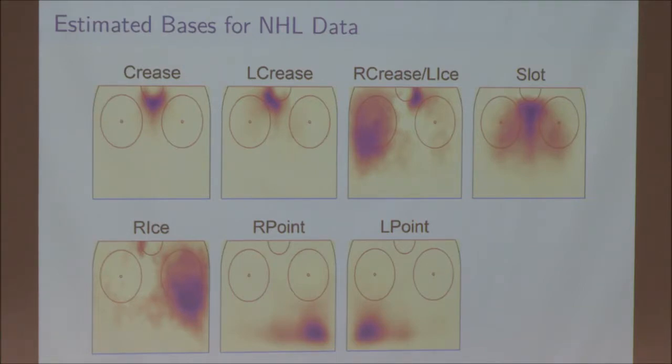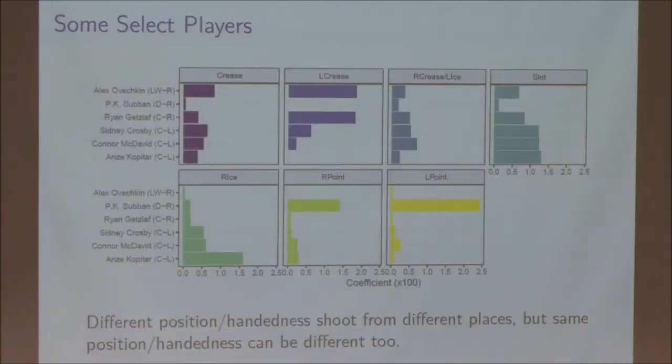And obviously the points, which are just basically there for completeness. Defensemen shoot from there and mainly there, and that's going to show up in the data. And so those are the bases. I've also got the coefficients that I can look at. I've got Ovechkin at the top row for all of these plots.